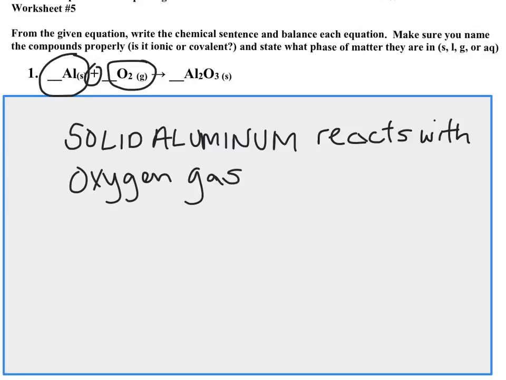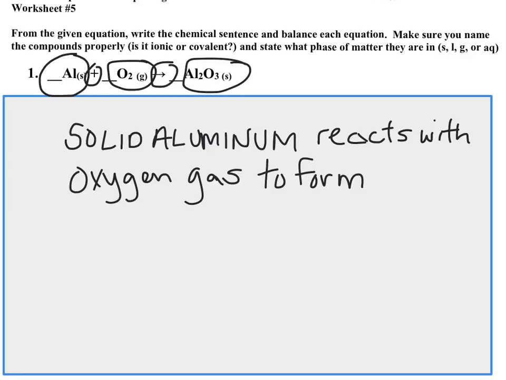And then after that, we have an arrow. An arrow means yields or to form. So we could say solid aluminum reacts with oxygen gas to form. And now we've taken care of everything on the reactant side. Now we just got to look at the product side. The product side is Al2O3.